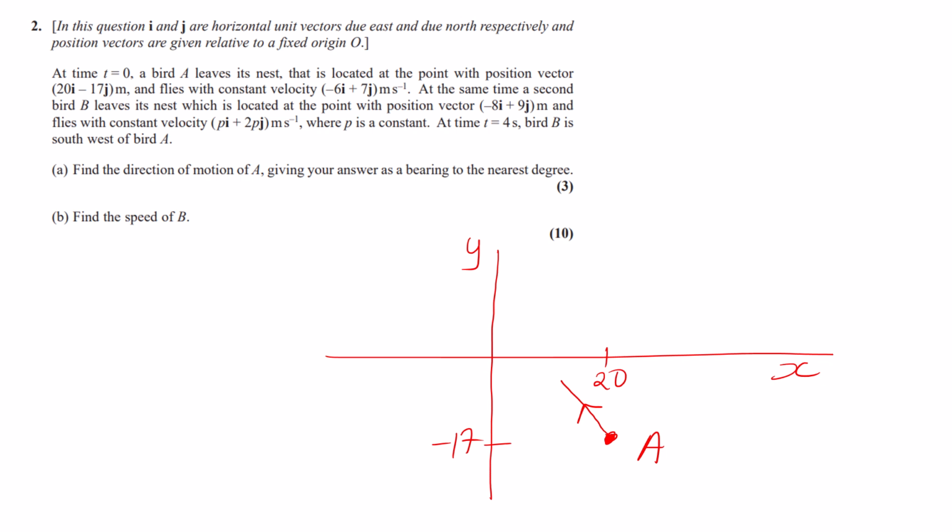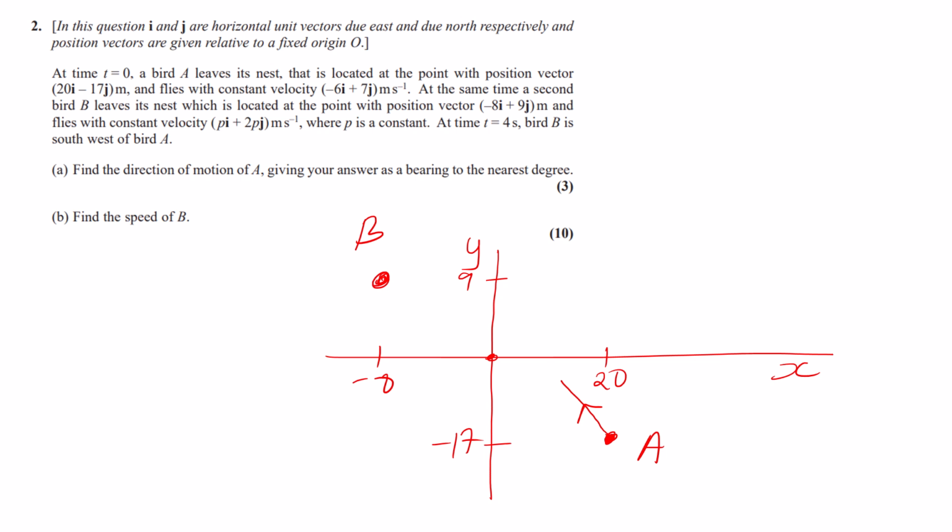Now, at the same time, a second bird leaves its nest, which is located at the point with position vector minus 8, 9. So this is 0, 0. Minus 8 is this way, and 9 is up. So this is 9, and this is minus 8. Okay? So this way it is. That's bird B. And flies with a constant velocity of p i plus 2p j.